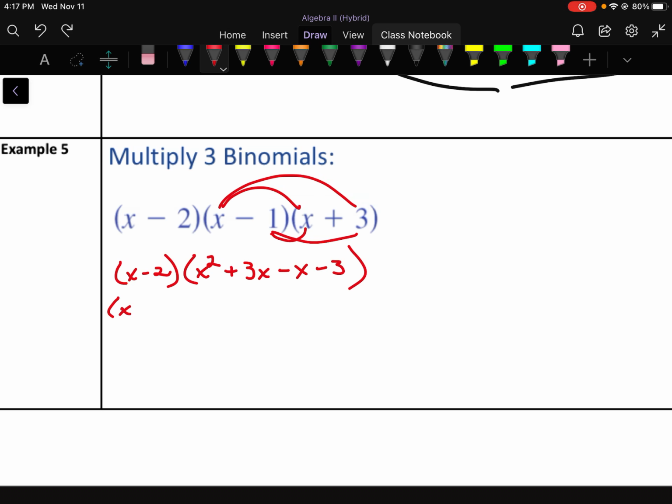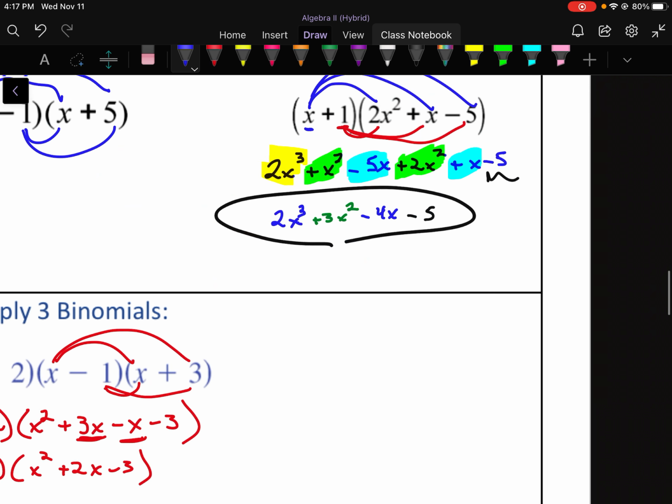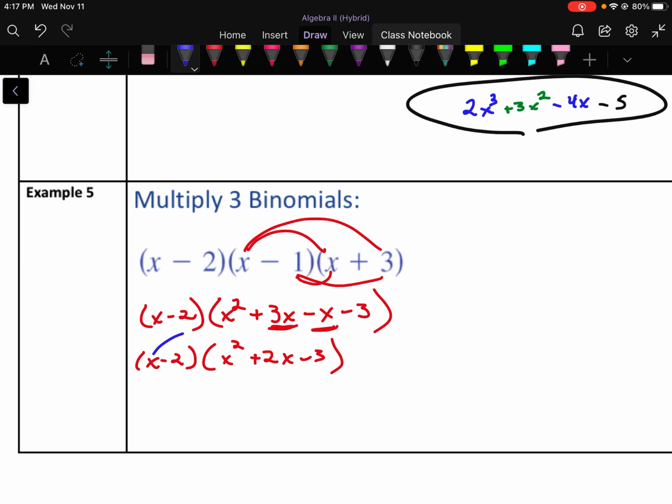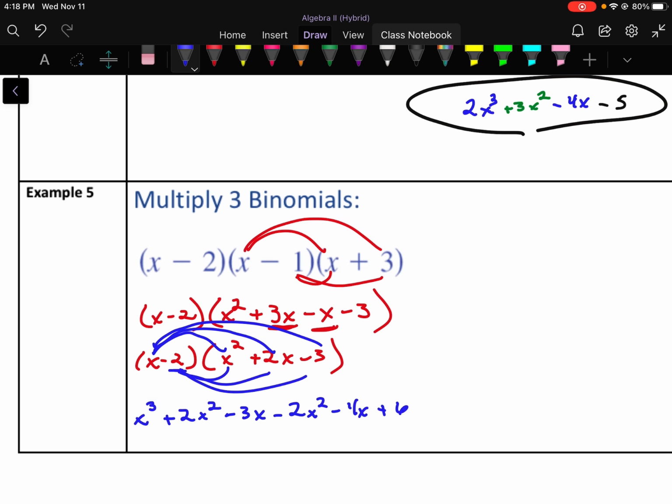Before I multiply again, actually I'll scoot that down. You want to combine like terms here, so x squared plus 2x minus 3. It's just going to save you a little work in the long run. And then again, we have a situation like we just did up here. So you take your first term x, multiply it through, and minus 3x, and then you take your second term, -2, multiply it through, so minus 2x squared, minus 4x, and plus 6. And again, combine like terms, and you are done.